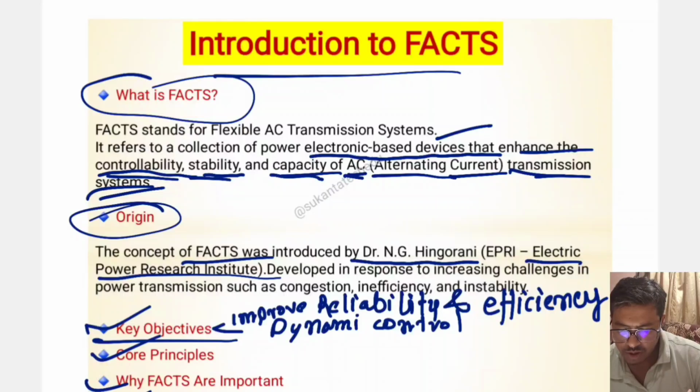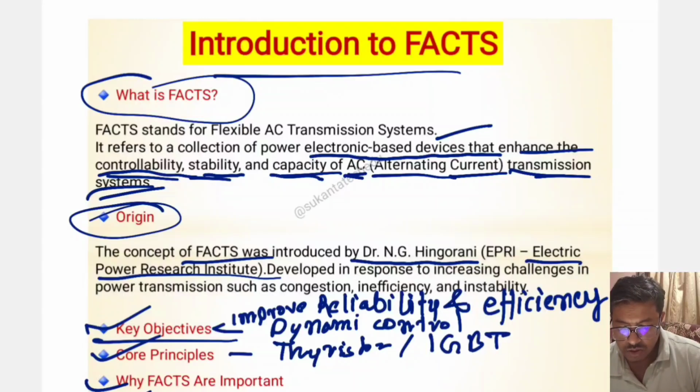Now what is the core principle? The principle is that FACTS devices use fast-acting power electronics devices like thyristors or IGBTs. By using these, they can easily regulate the voltage magnitude, control the phase angle, and adjust line impedance.